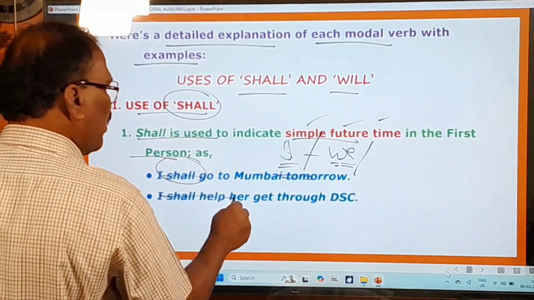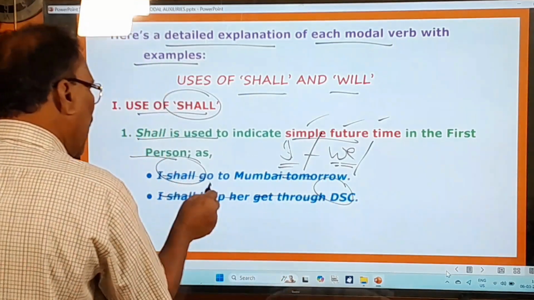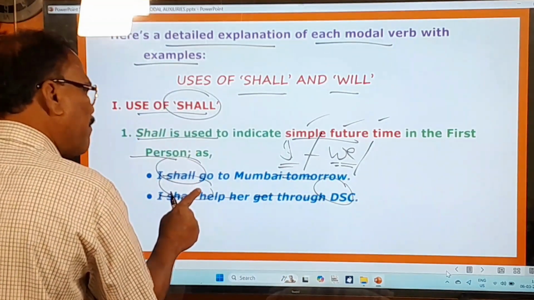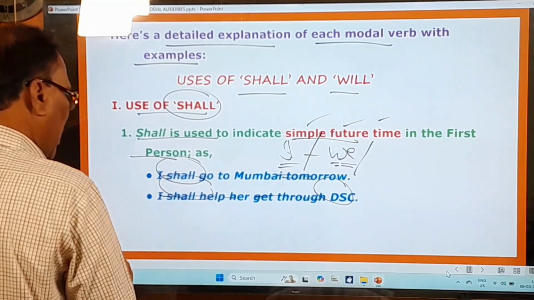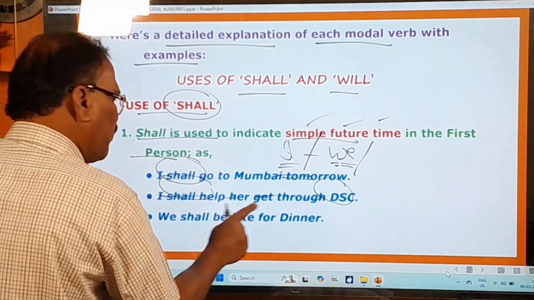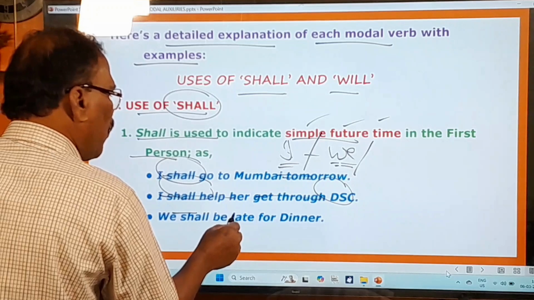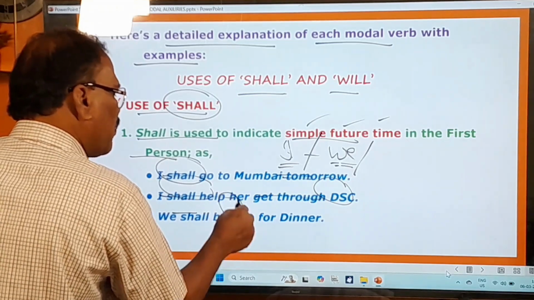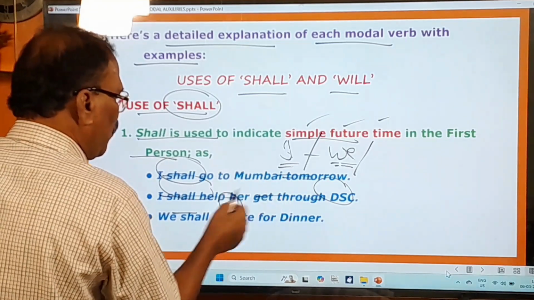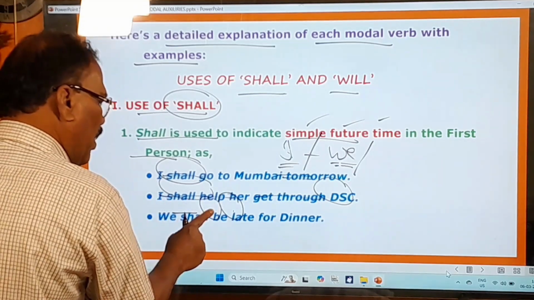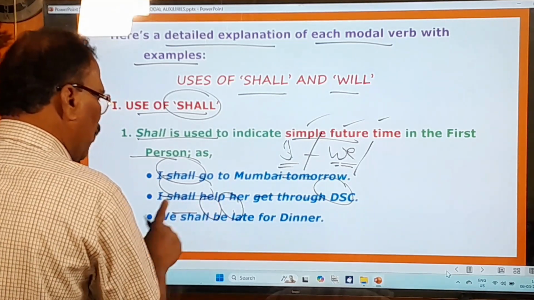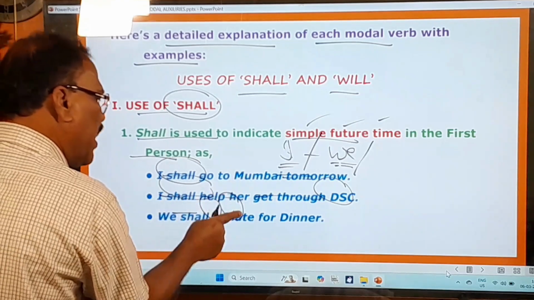I shall help her get through DSC. So you are going to help her. That is the future action. This is the future action, right? And here we shall be late for dinner. We shall be. If at all you want to make use of an adjective or an adverb or any noun, you must make use of this primary auxiliary be. We shall be. If you don't say be, you cannot directly say late. We shall late. No, we shall be late.